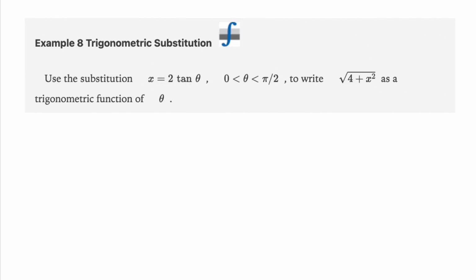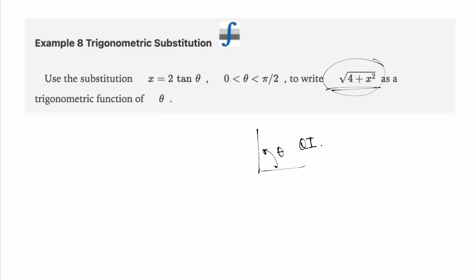In our last example for section 5.1, we are told to use the substitution x equals 2 times the tangent of theta, where theta is an angle between 0 and pi over 2, or 0 and 90 degrees. So the angle we're technically dealing with is in this first quadrant. To write the expression, the square root of 4 plus x squared, as a trig function of theta, some function of theta has to be used to represent this exact quantity.